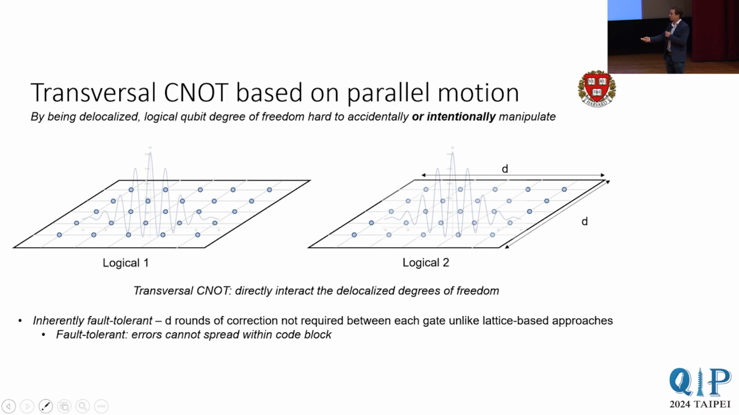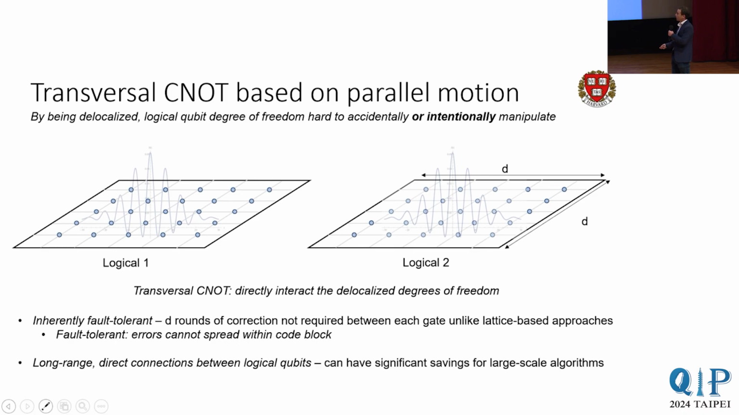What fault tolerance means is that errors can't spread within the code block. It keeps errors from uncontrollably growing, and it's guaranteed here by the fact that it's a transversal gate. This is a big simplification, because it means you don't necessarily need to do something like d rounds of correction every time you do a logical gate, as would be required for, for example, lattice surgery. It also gives us, in a large-scale processor, the ability to do long-range and direct connections between logical qubits, which can sometimes give quite significant savings at the algorithmic level.